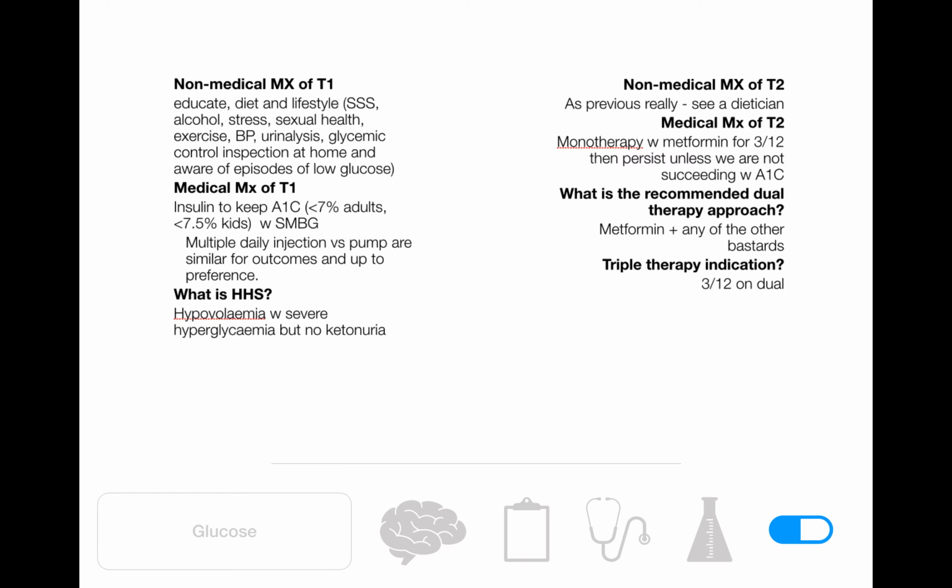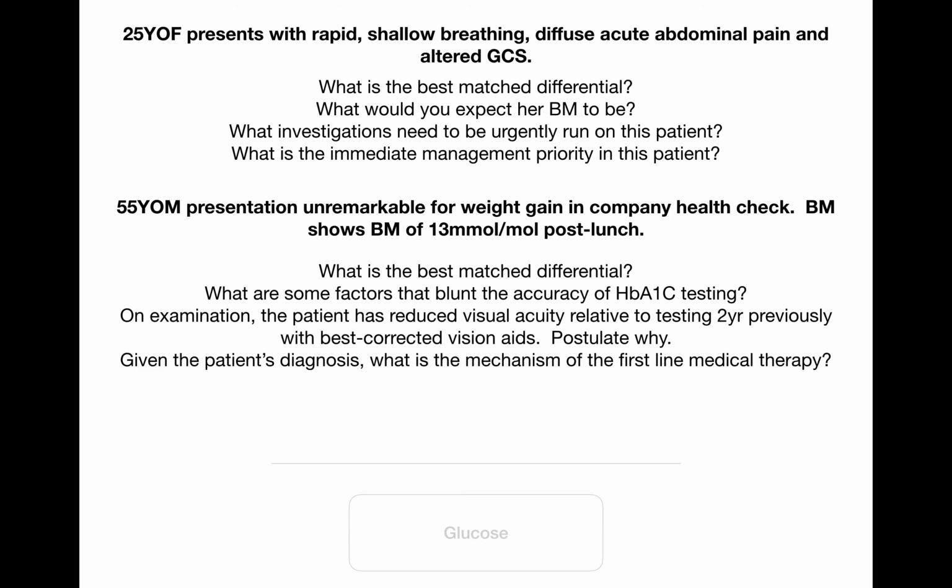If it's not working, then it's a triple therapy. And there's a whole load of different things that can be given. We're not going to go into it because this is supposed to be nice and quick. So, yep. So, 2 quick question stems for us to practice on.